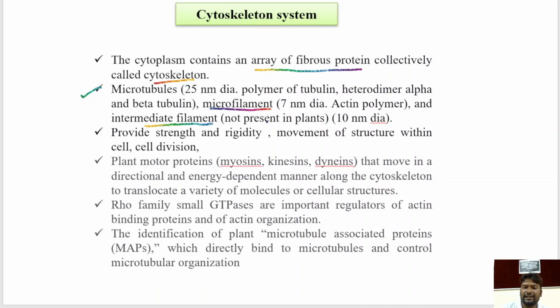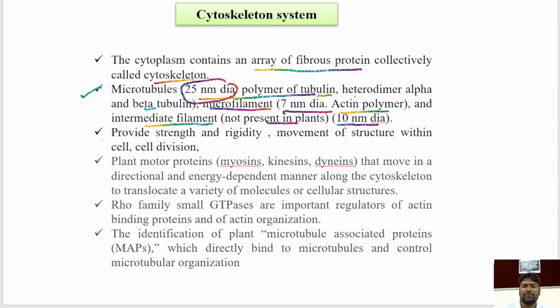Intermediate filaments are not present in plants. Microtubules are polymers of tubulin, with 25 nanometer diameter, and this tubulin protein is made up of alpha and beta tubulins, while microfilaments are 7 nanometer in diameter and polymers of actin, while intermediate filaments are 10 nanometer in diameter.